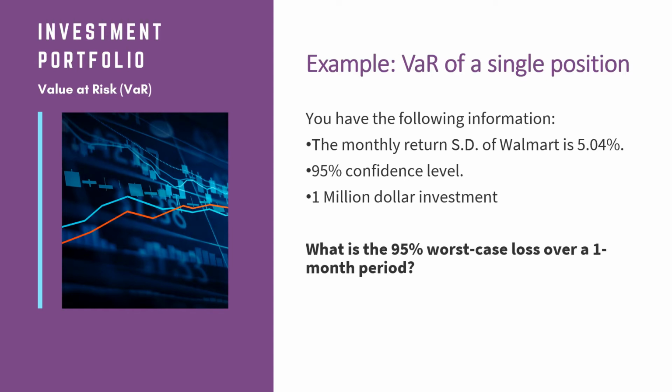Let's illustrate this with an example of value at risk of a single position. You have the following information. The monthly return standard deviation of Walmart is 5.04%. You have to assume a 95% confidence level, and you have to assume that there is $1 million investment in Walmart. So the question is, what is the 95% worst case loss over a 1-month period?